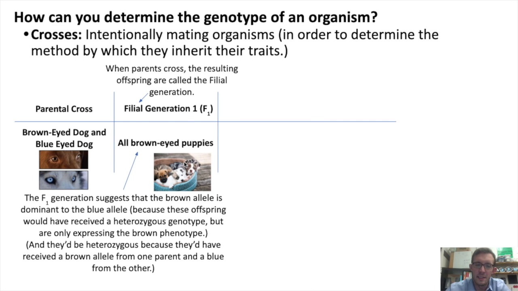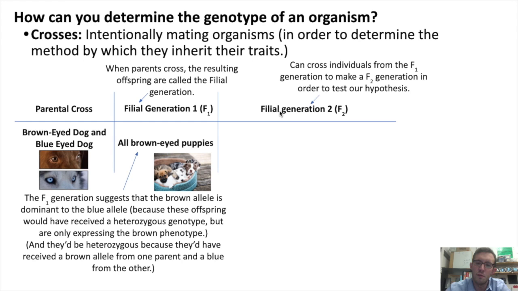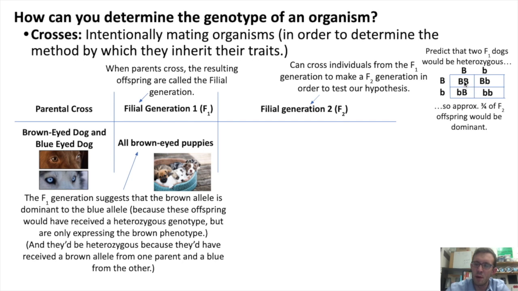However, if we wanted to test this further, we could actually take puppies from the F1 generation and cross them together to form an F2 generation. And so if we were to do this, we would predict that our two parents now, these two brown-eyed puppies, are both heterozygous. And so we'd further predict that approximately 3/4 of their offspring would also exhibit the dominant trait, whereas 1/4 of their offspring would receive only recessive alleles and be blue-eyed.